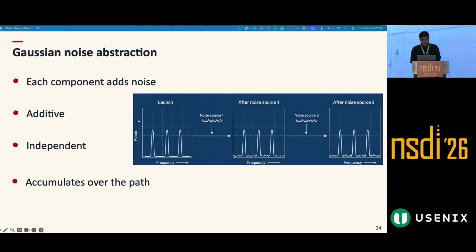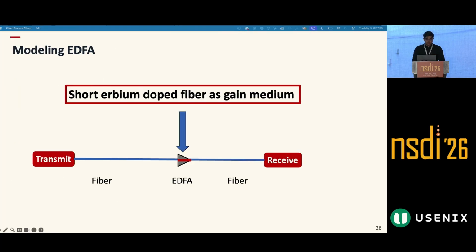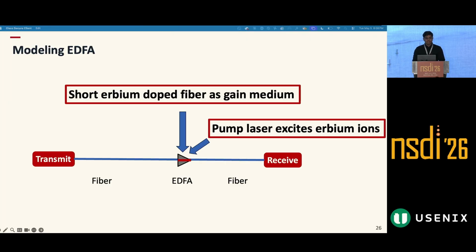If you have noise source 1, it would be added to the frequency, and then similarly for noise source 2, it will again get added. We implemented this with a framework called GNPy. In this, I'll focus on amplifiers. How did we model the amplifiers, given the time constraint? For modeling EDFAs, I'll first explain how EDFAs work. EDFAs use a short erbium doped fiber as the gain medium, and then it uses a pump laser to excite the erbium ions.